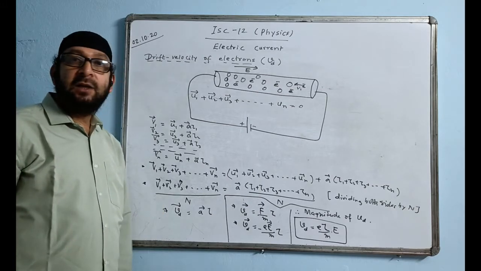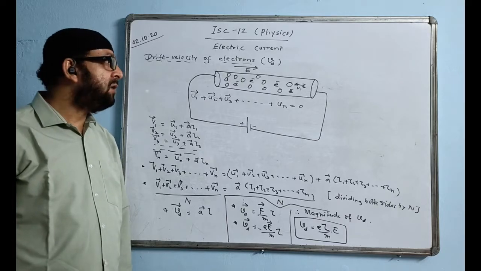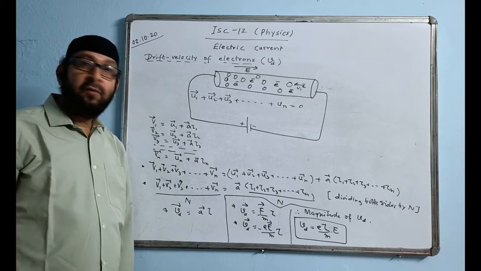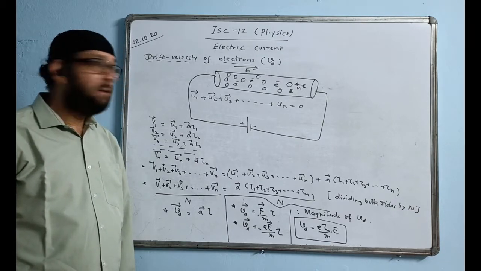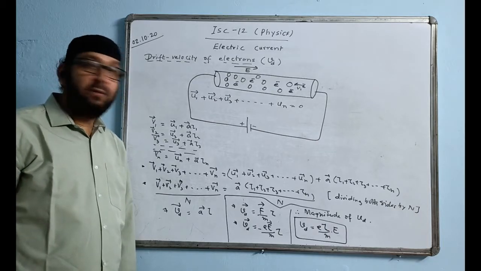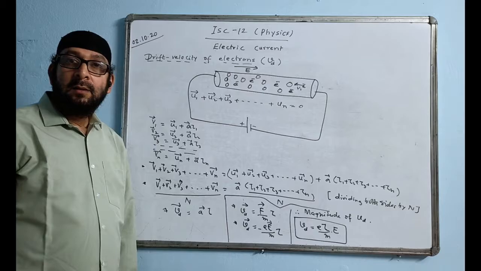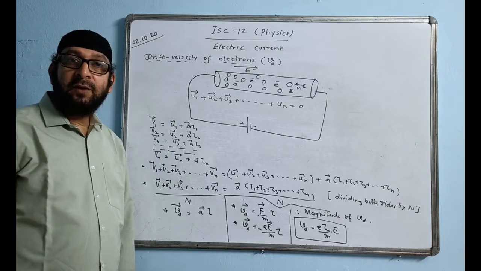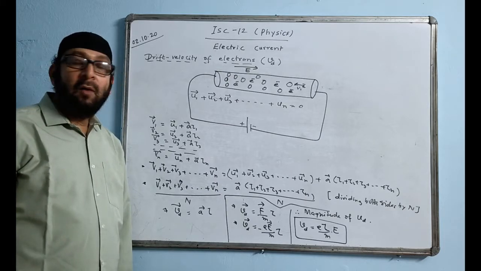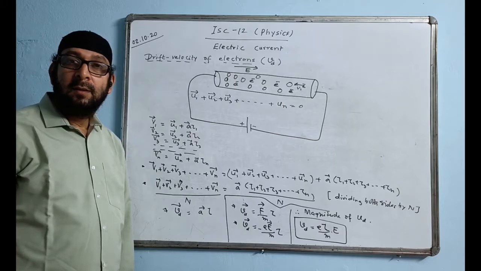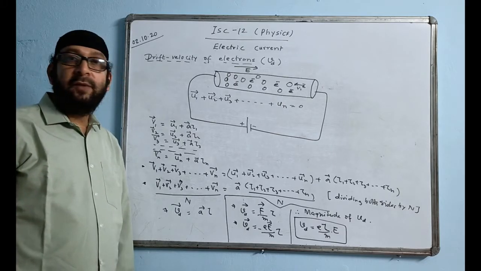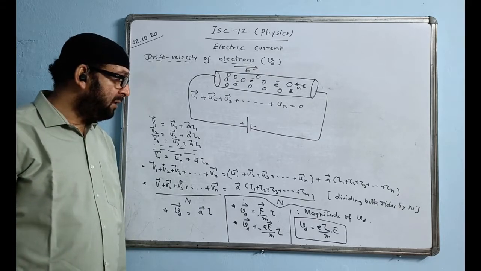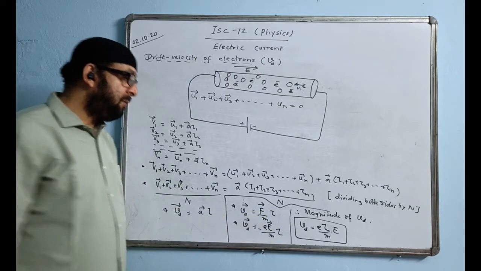Now you can write down the definition of time of relaxation. Time of relaxation is the time between two successive collisions of the free electrons of a conductor with its atoms. So this is the relationship we get.